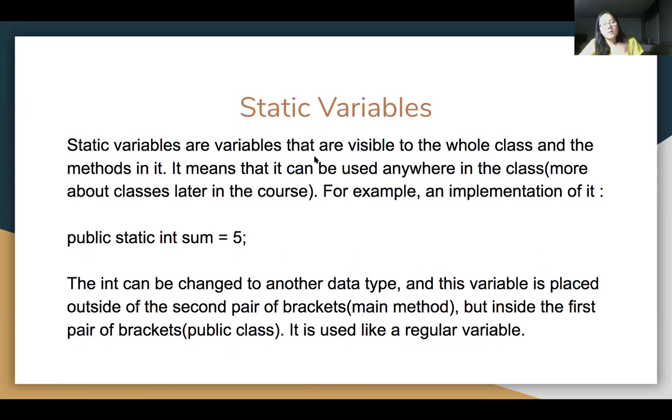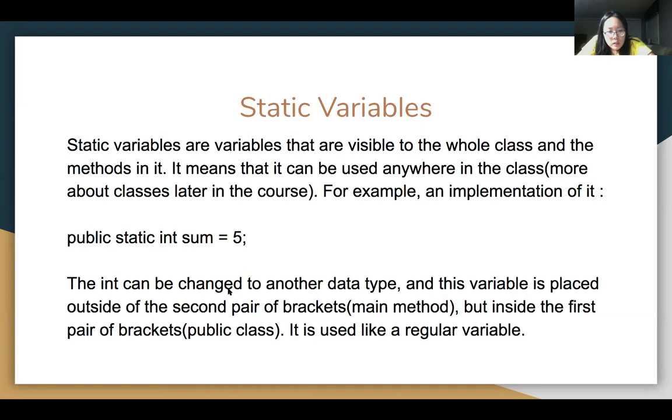Static variables. So there are also different types of variables. Static variables are variables that are visible to the whole class and the methods in it. Again, classes we're going to go over later. It means that it can be used anywhere in the class. So for example, an implementation of it: public static int sum equals 5. You can see here that it has the same public static as the methods we just went over. In this case, you add the data type that the variable is supposed to be. This is the variable name, and equals whatever number here, semicolon.